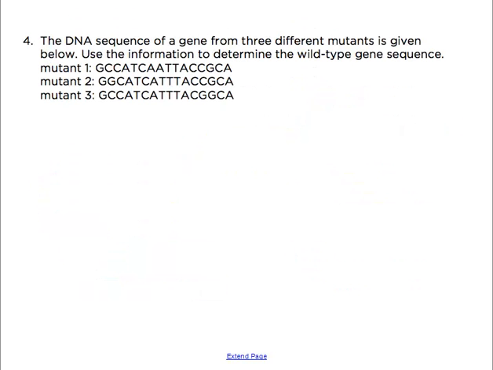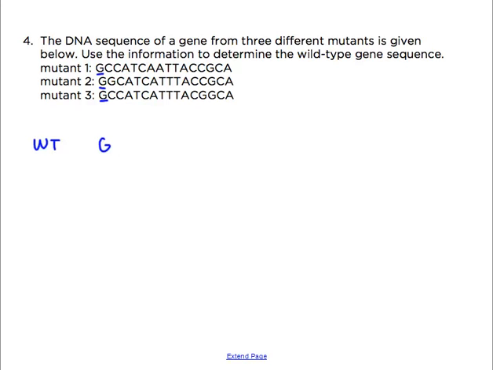Problem 4. The DNA sequence of a gene from 3 different mutants is given below. Use the information to determine the wild-type gene sequence. So in order to find the wild-type gene sequence, we're going to compare the sequence from all 3 mutants, because remember, these are from the same gene, it's just different mutations. So at the first base position, we see that all mutants have guanine. So therefore, the wild-type gene must be G at the first base position.